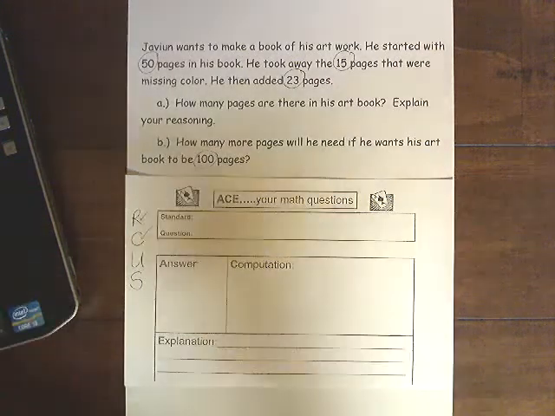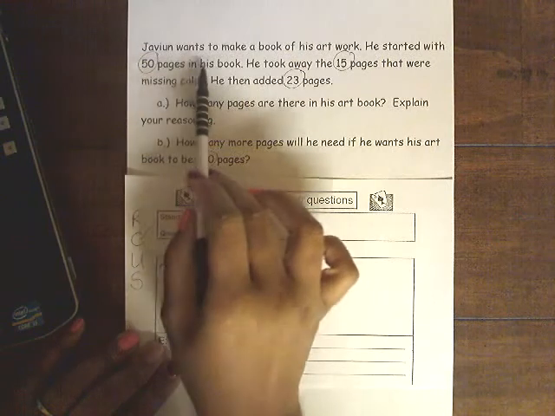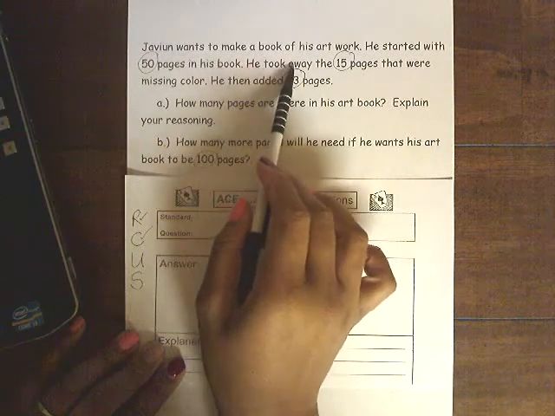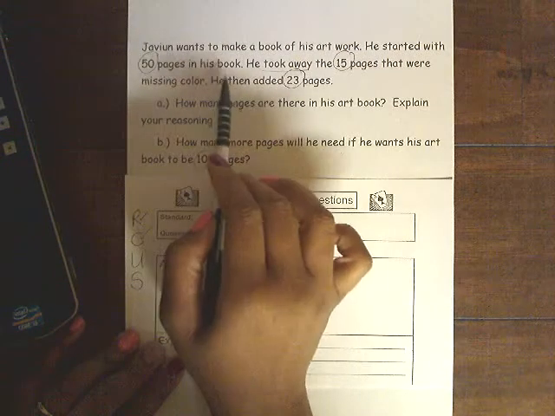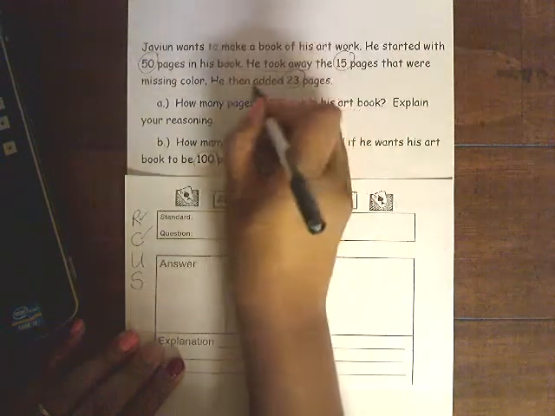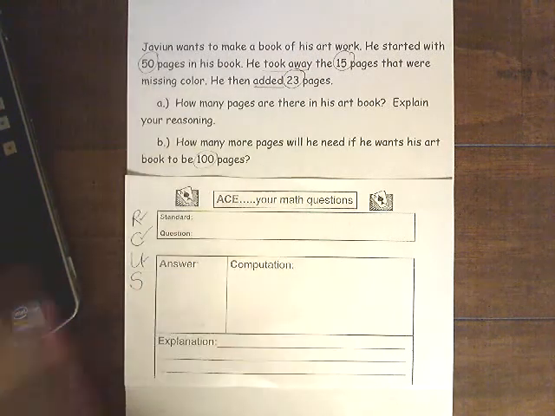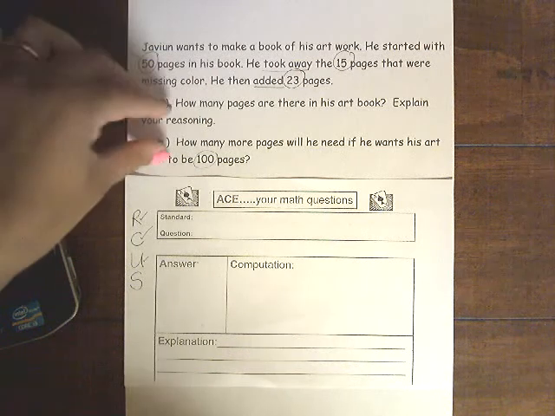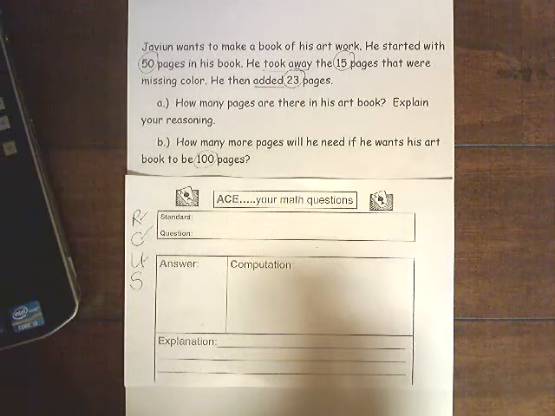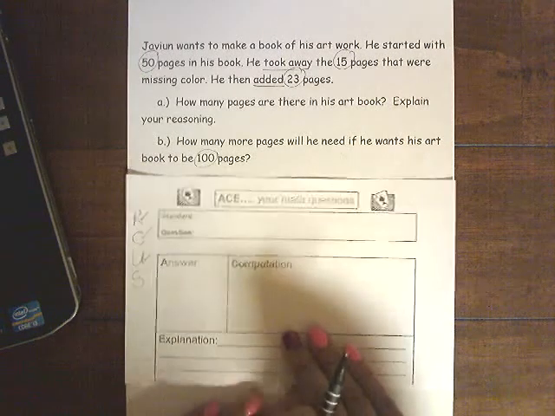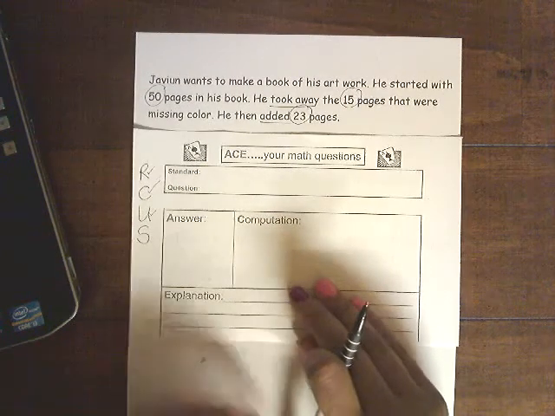So very quickly, I'm just going to reread it. Javion wants to make a book of his artwork. He started with 50 pages in his book. He took away the 15 pages that were missing color. He then added 23 pages. All right, so we've gone through and we've underlined. And again, I'm just going to look at the problem because if I look at the questions, I may get a little confused. So I'm going to just stick to the problem, and I'm going to cover this so that we only focus up here on our problem.